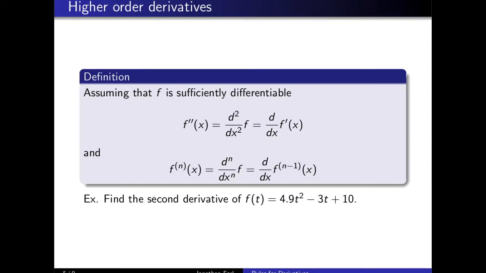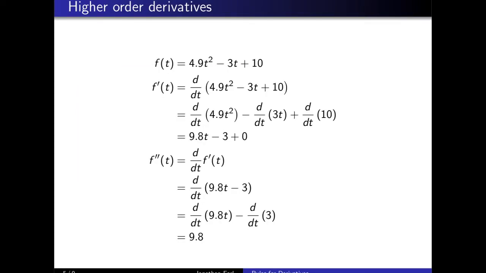4.9t squared minus 3t plus 10. So first we need to find the first derivative. So we'll use our sum rule, and then we would use our constant multiple rule and power rules as we've just done. We would get our first derivative is 9.8t minus 3.